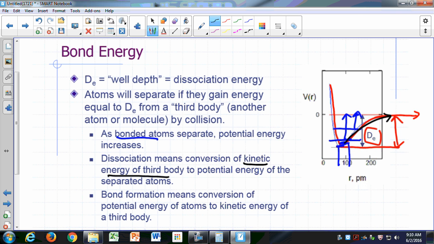Okay? Conversely, if you have bond formation, in order for atoms to bond, as you've seen earlier, they have to lose energy to a third body. So bond formation means the conversion of the potential energy. So remember your bonding means going to the shorter distance. Bonding of two atoms that are originally separated means they have to end up being at a short distance. So that would lead to a drop in their potential energy. So it's a conversion of potential energy to kinetic energy of a third body. A third body has to take that energy away from them.